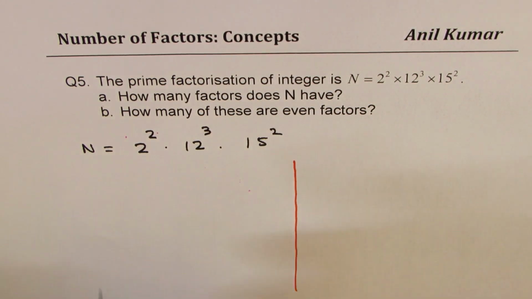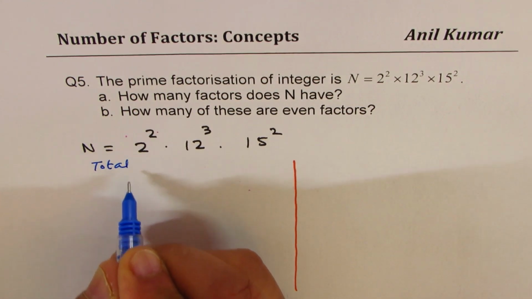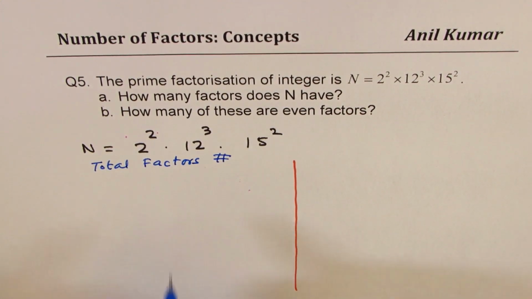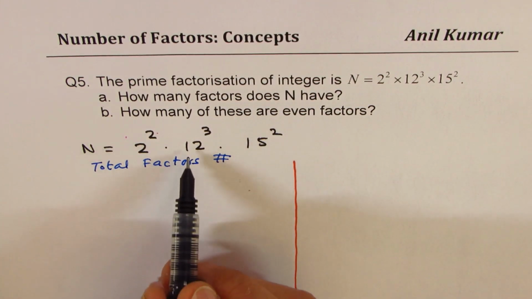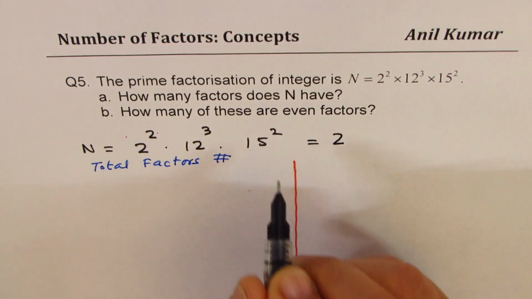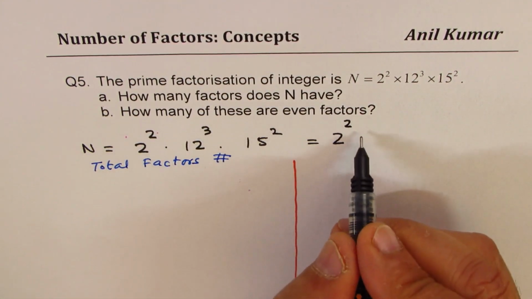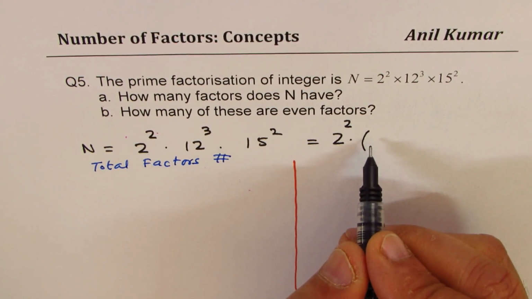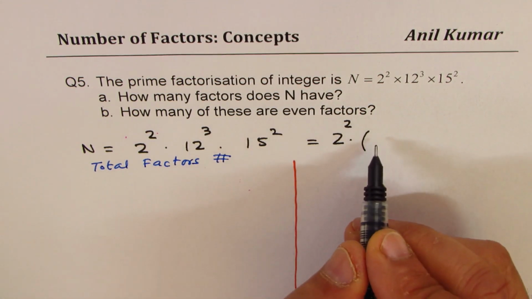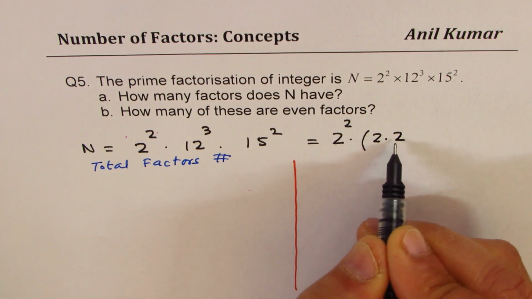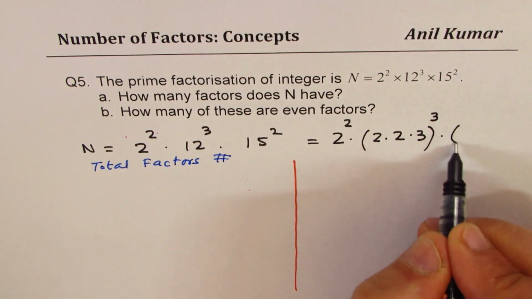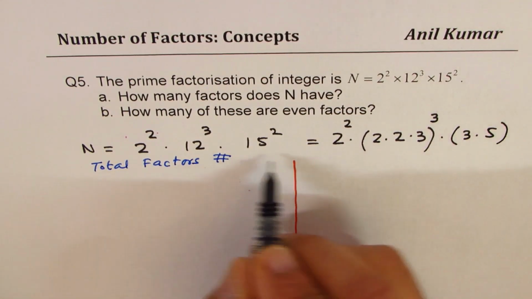Here is my solution. Let's work out the total number of factors. So we're talking about the number of factors, right? Now, the tricky part here is that 12 and 15 are not prime numbers. So what should I do? I should rewrite this as prime numbers, right? That's why we did prime factorization. So 12 is what? 2 times 2, which is 4, 4 times 3, that is 12, and whole cube. Do you see this? And 15 is what? 3 times 5. So you have to prime factorize.